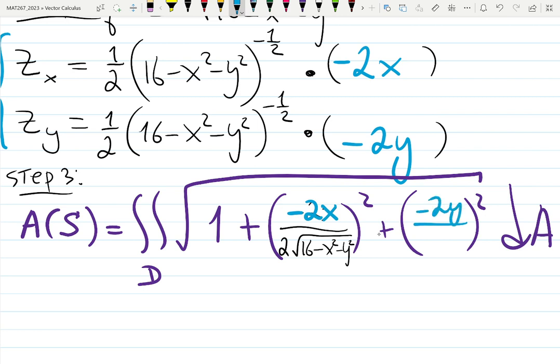Yeah, I want to do it next time. Next step, so people don't feel awkward later, like where did it go? 2 is outside. And then we have 16 minus x squared minus y squared, like so. So ugly. Like so.